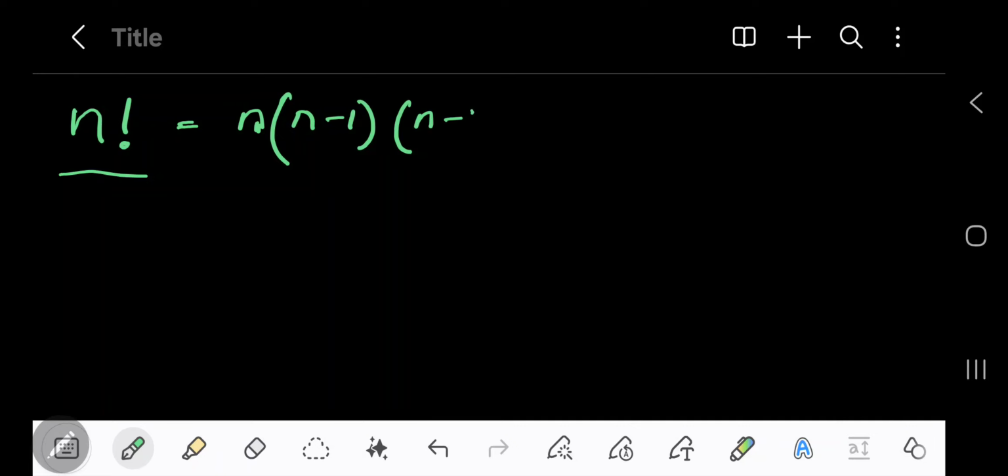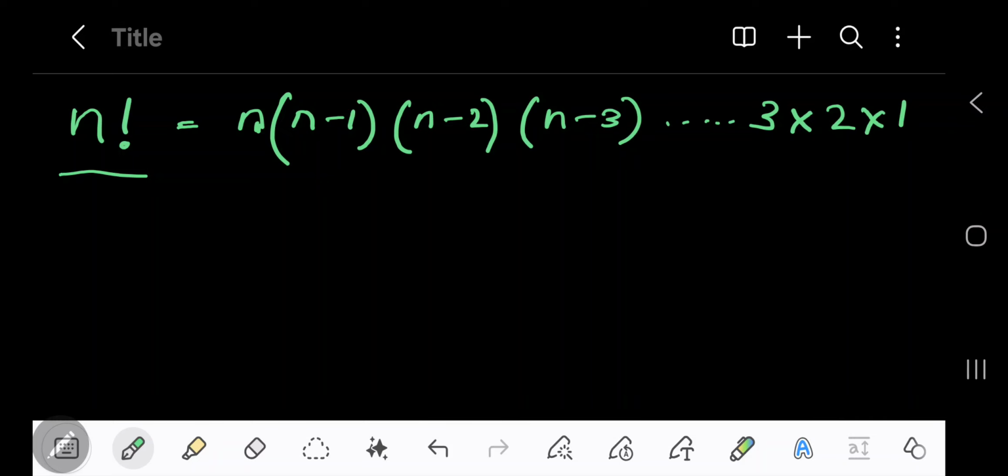Okay. So as I was saying, a factorial means the product of that number and every number before it. So suppose you have n factorial. What would n factorial mean? It would be n times n minus 1 times n minus 2 times n minus 3, so on all the way till you have 3 into 2 into 1 basically.